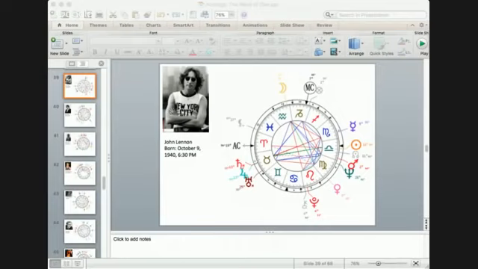So in astrology, whenever you come to a sign, let's say in the case of John Lennon, his ascendant is, let's see if I can pull that one up again. All right, let's just go to that.